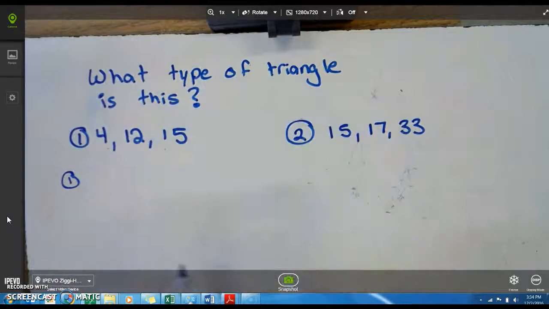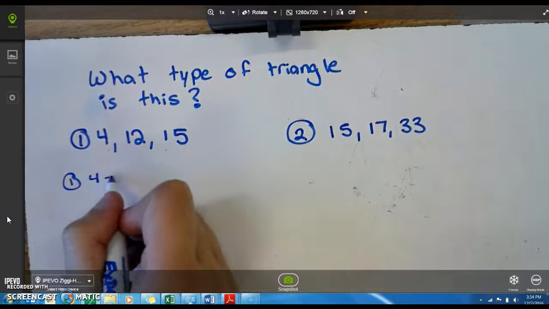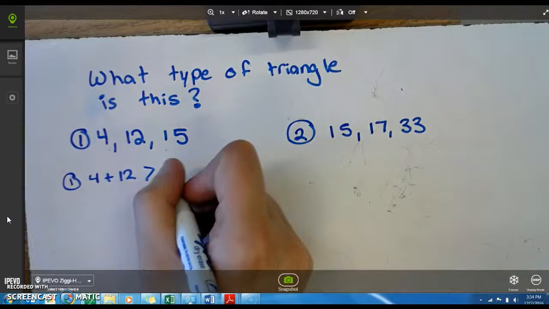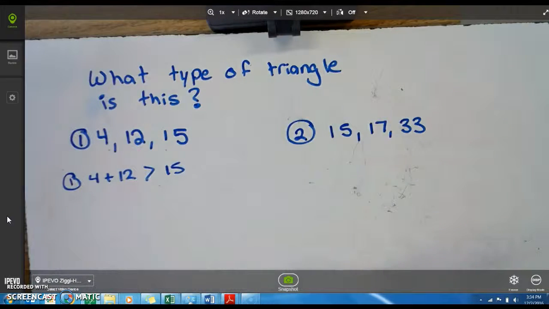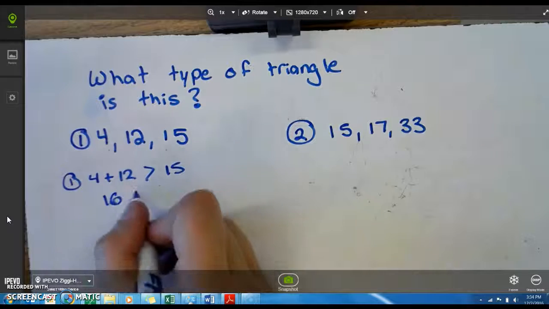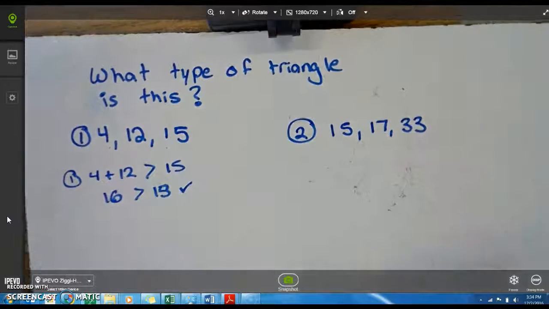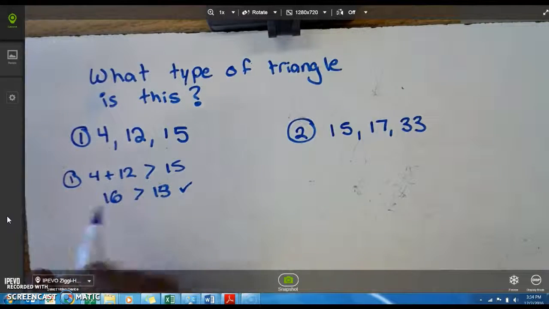So step 1, I add together the two smaller sides, wherever they're at, and make sure that they're bigger than my big side. So 16 is bigger than 15. So it's a triangle. Step 1 done. Yes, it's a triangle. Now I just have to find out what kind. Step 2.